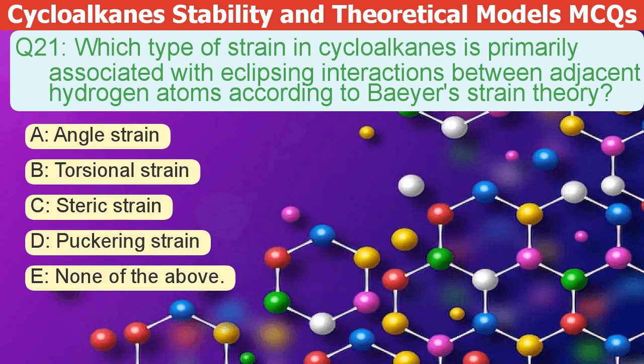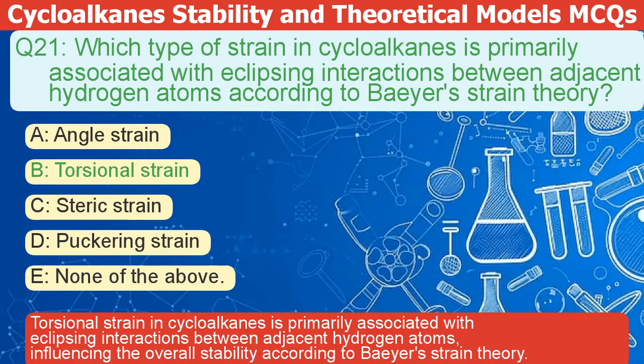Torsional strain. C. Steric strain. D. Puckering strain. E. None of the above. The correct answer is B. Torsional strain in cycloalkanes is primarily associated with eclipsing interactions between adjacent hydrogen atoms, influencing the overall stability according to Bayer's strain theory.